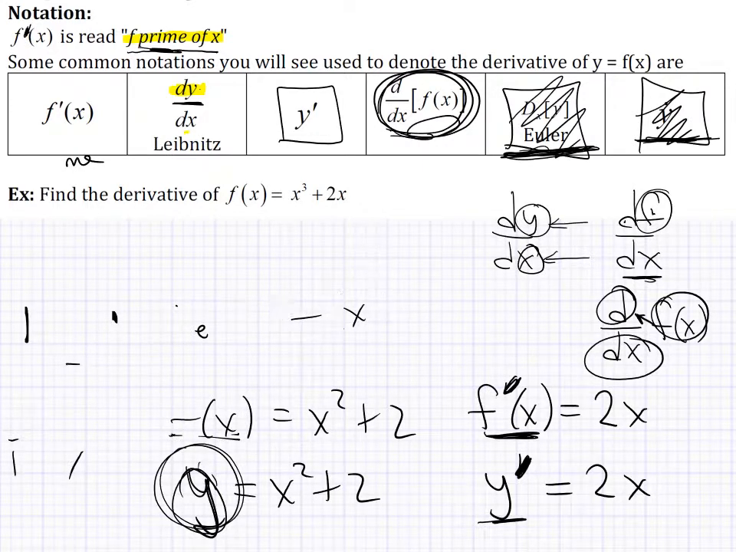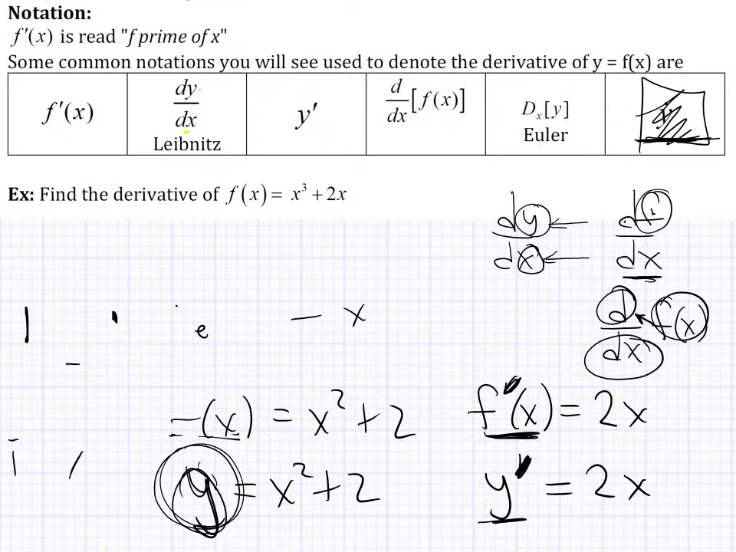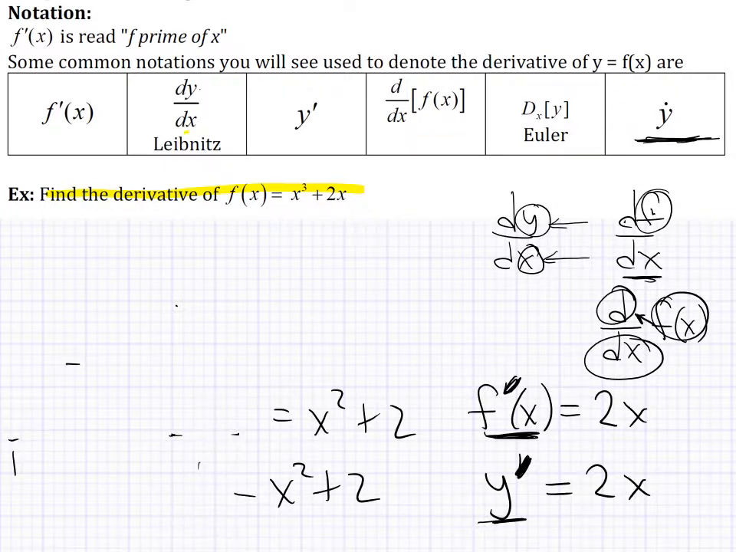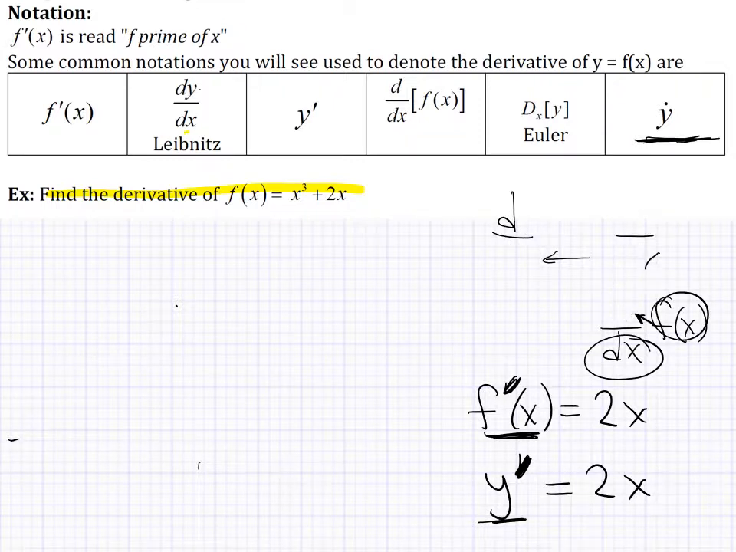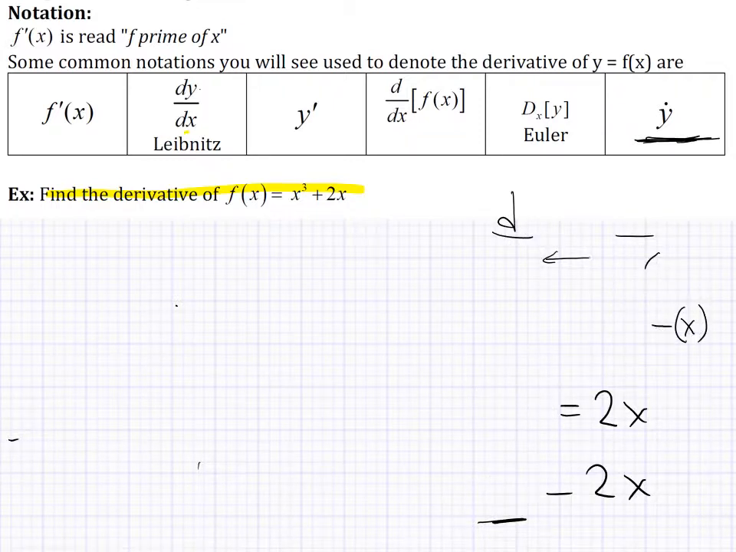and start thinking about this question here. So this question here says, find the derivative of f of x equals x cubed plus 2x. And this question isn't really that different than what we were doing prior to talking about derivatives.